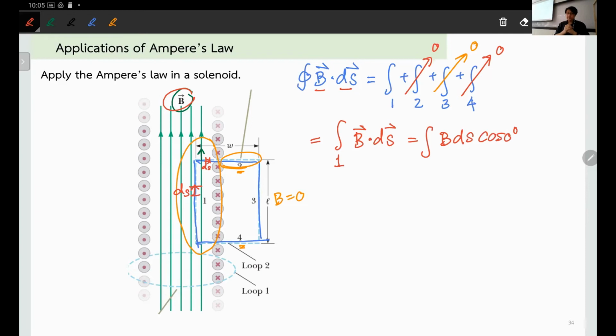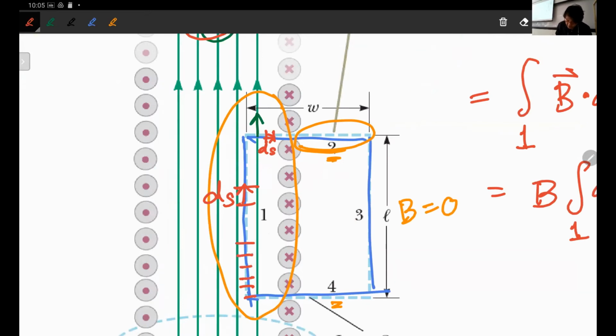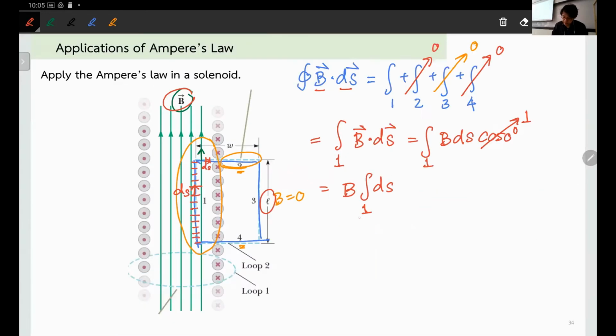Very nice. Okay. And once we have this, because we assume that the magnetic field has the same magnitude along side number 1, I can pull B out from the integral. Cosine 0 is 1 already. I'm left with just the integral of ds on side number 1. What should this integral be? Just like before, you take the ds and sum them up. Eventually, you're going to get just the length of that side number 1. It's just a sum of the ds, so that will give you the length L.